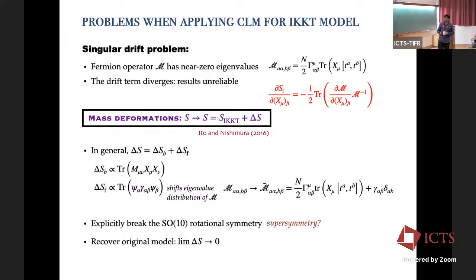So in a prominent study, it was proposed that mass deformations need to be introduced to counter the singular drift problem. The following mass deformations can shift the eigenvalues of the fermion matrices away from the zero values. But the question arises: when we introduce these mass deformations in our model, what kind of symmetries are they breaking? They explicitly break the SO10 rotational symmetry and even supersymmetry. So to recover the original model, we would need to take the limit of this deformed action going to zero.